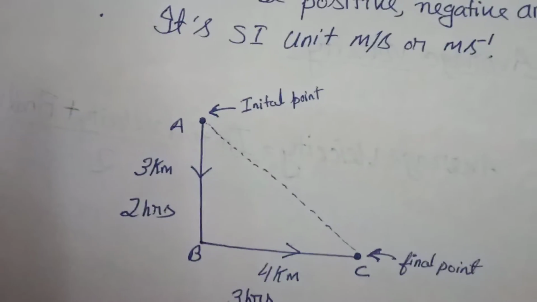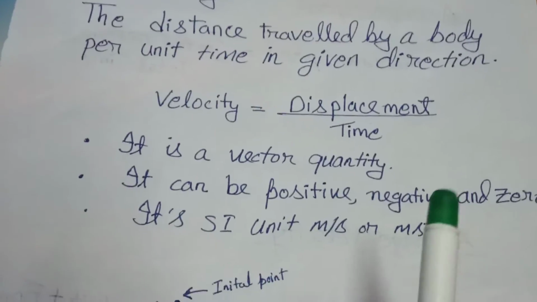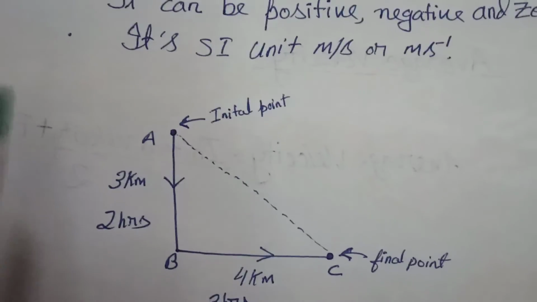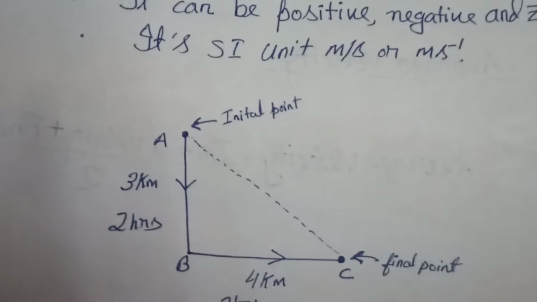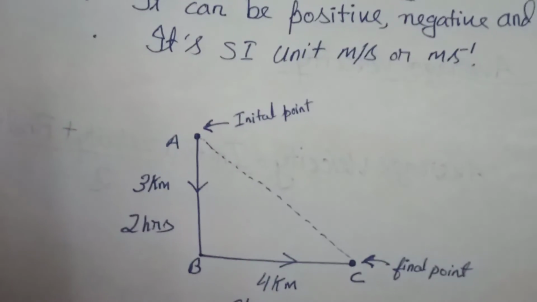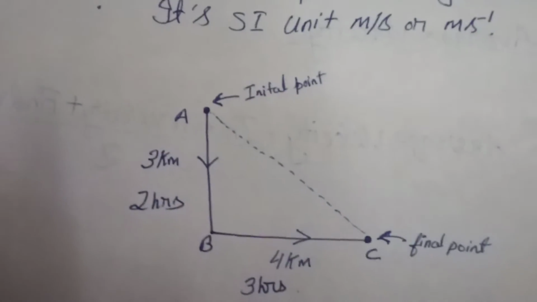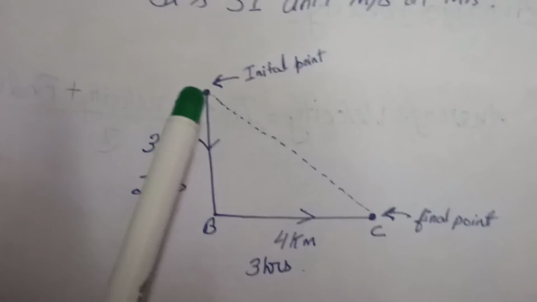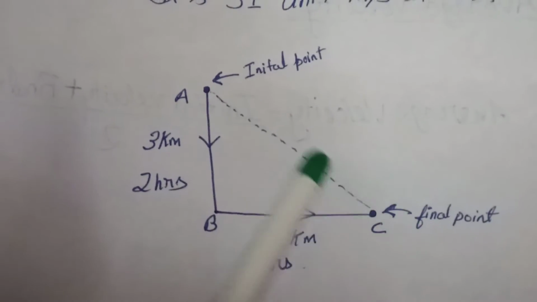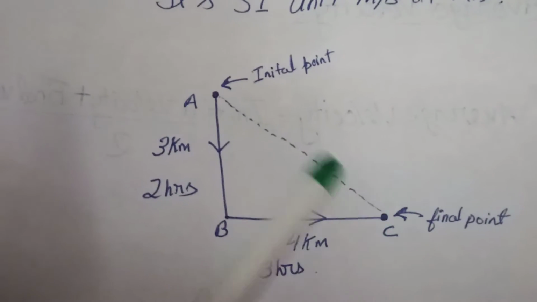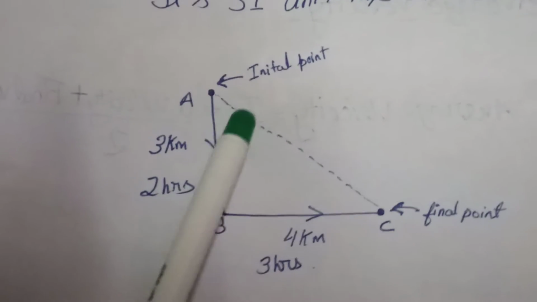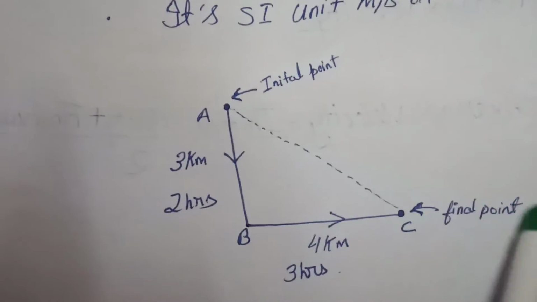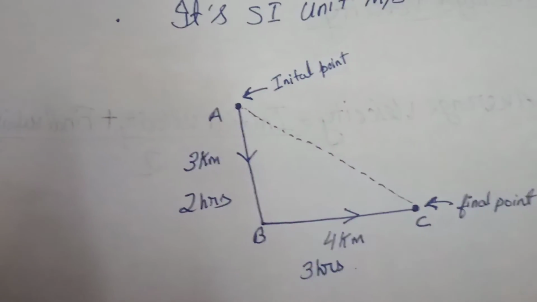We know from the formula that velocity is displacement by time. At first we need to find the displacement. What does displacement mean? Displacement is nothing but the shortest distance. So now we have to find the shortest distance. Here we can see that our shortest distance is A to C. So we will draw a straight line from A to C, and we will consider point A to be the initial point and point C to be the final point.